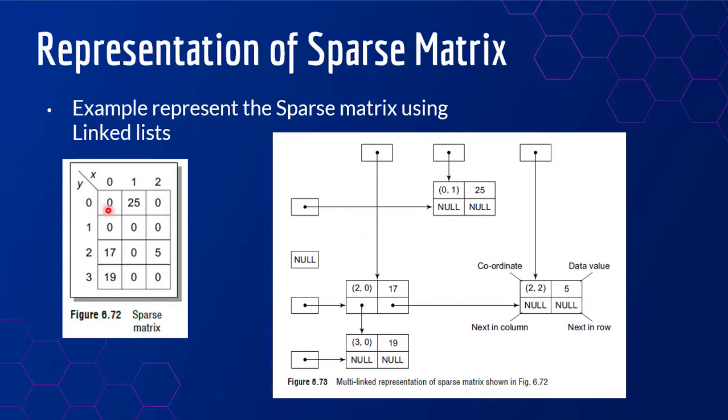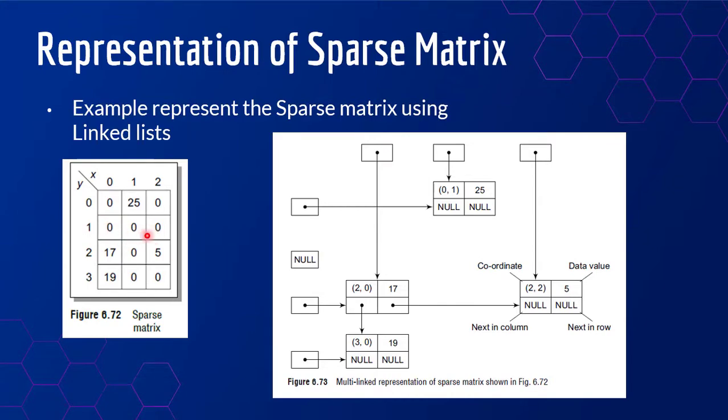So let us see. First of all we have to represent this non-zero element, that is 25. What are the coordinates of 25? It is available in 0th row and first column. So the coordinate value is 0th row and first column, and the value is 25. These link fields we are going to see later. First of all we want to fill these two columns for each node.